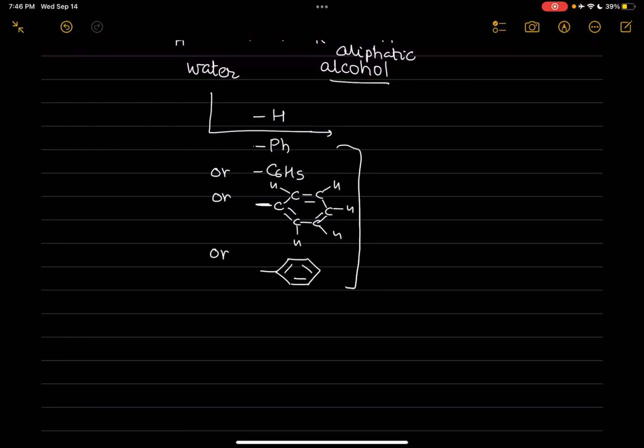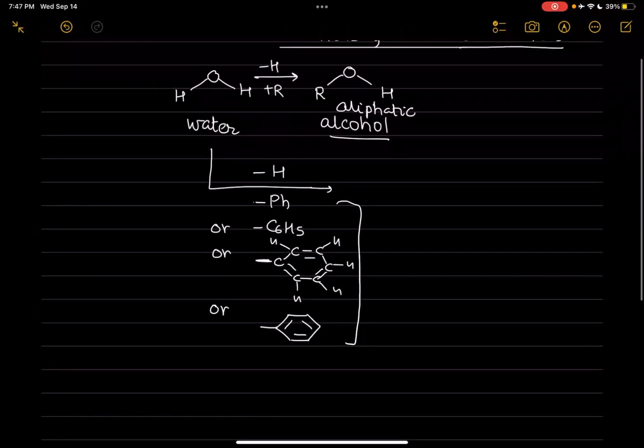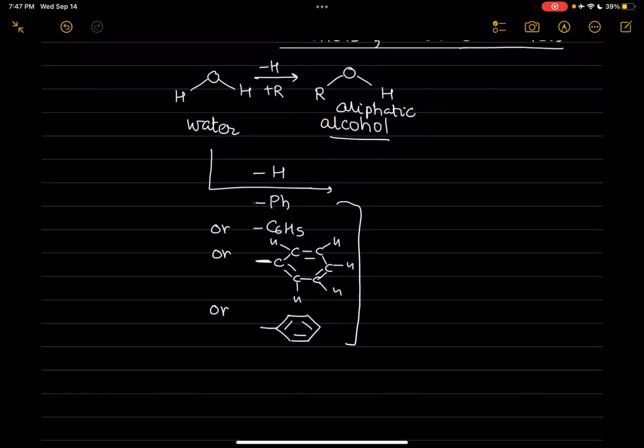Is it clear? Yes, sir. Okay. So what will it become? Tell me. If you remove these, they are phenols. Yeah, it will become phenol, PhOH. Is it clear? So where do we use phenol in our home?